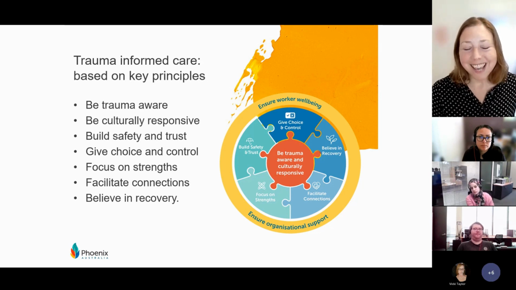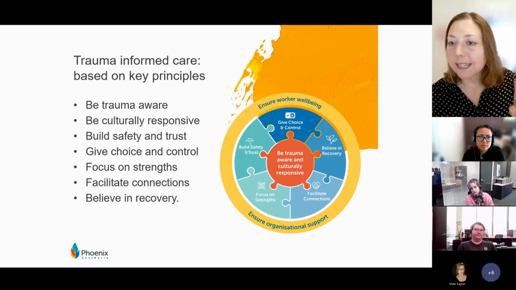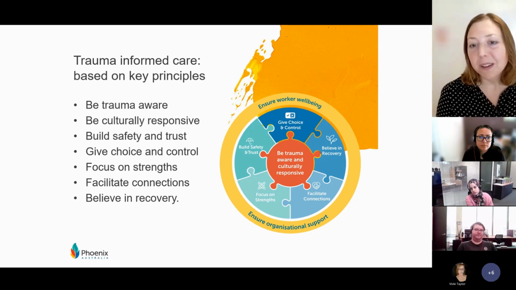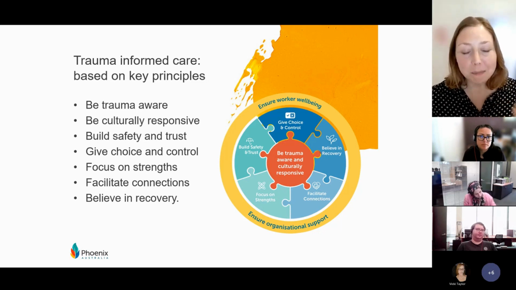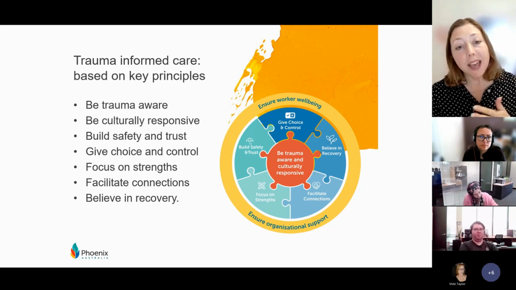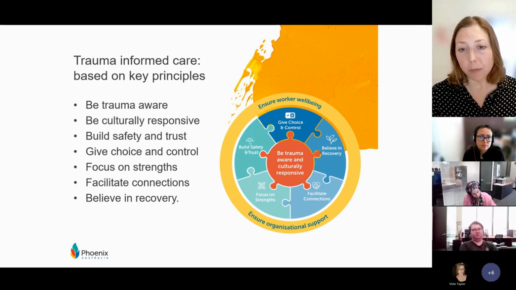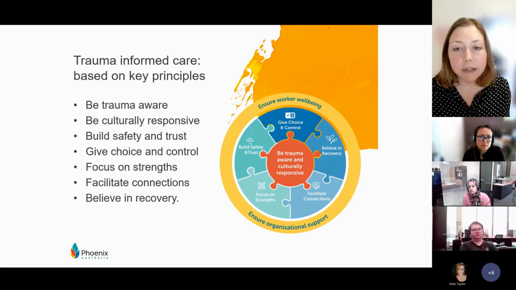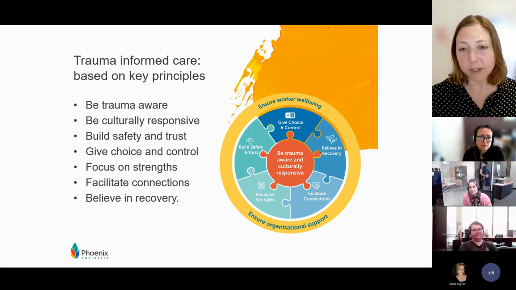Focusing on strengths, again, thinking back to that first slide that we saw about TIC, it's a strengths-based framework. What does that mean? Basically, individuals, while they may have experienced trauma and they may be experiencing difficulties as a result, have ultimately survived and they've ultimately found ways to cope. So TIC really requires us to view service users as actually quite resourceful and resilient.